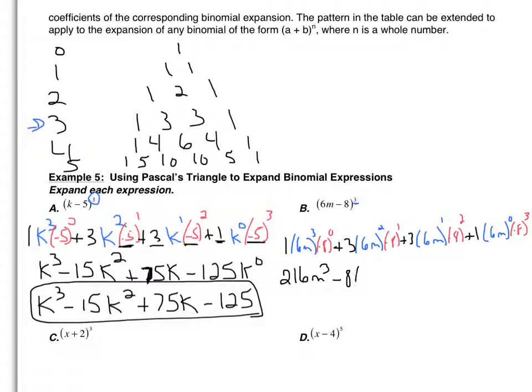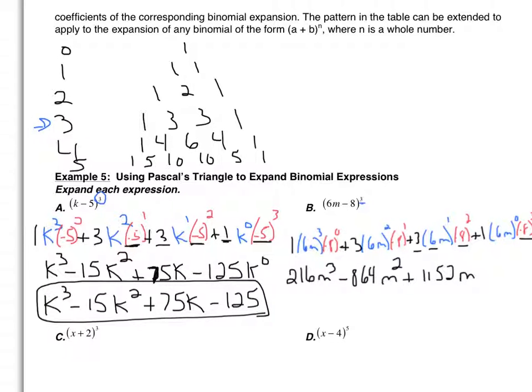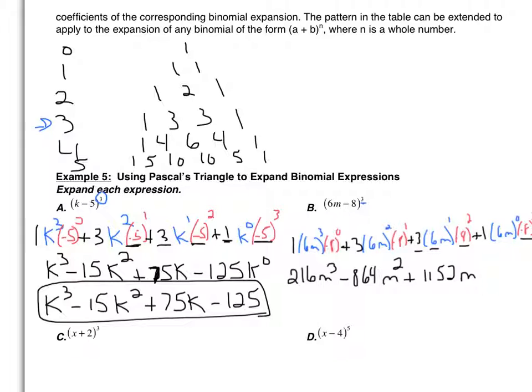So we have negative 864m squared. And then we have negative 8 squared, which is positive 64, times 3 times 3. So we have 1152m. And negative 8 cubed times 6 to the 0 power times 1. So we have negative 512.